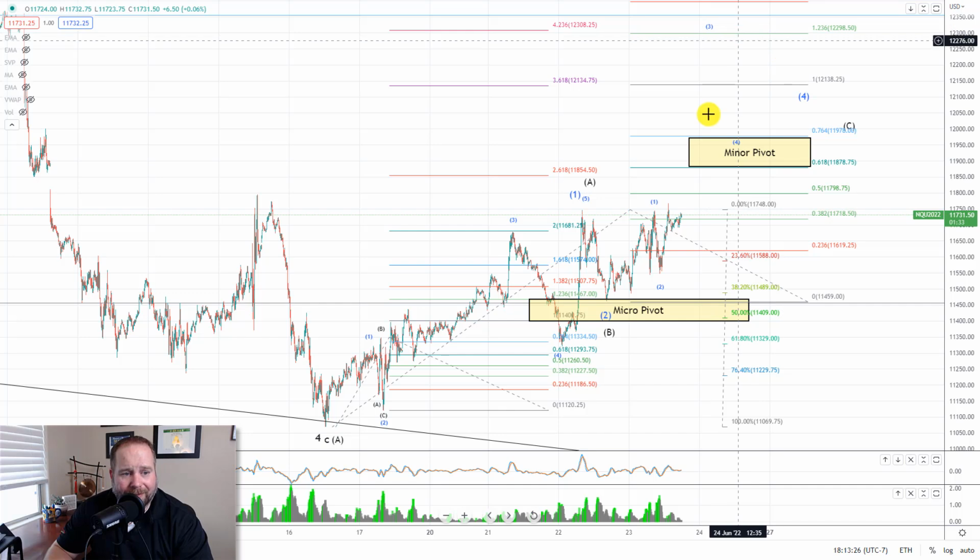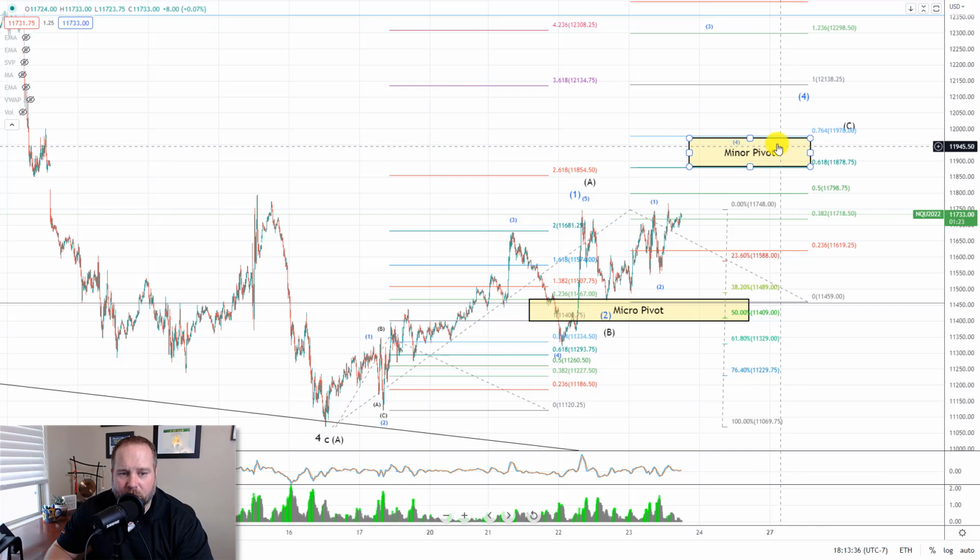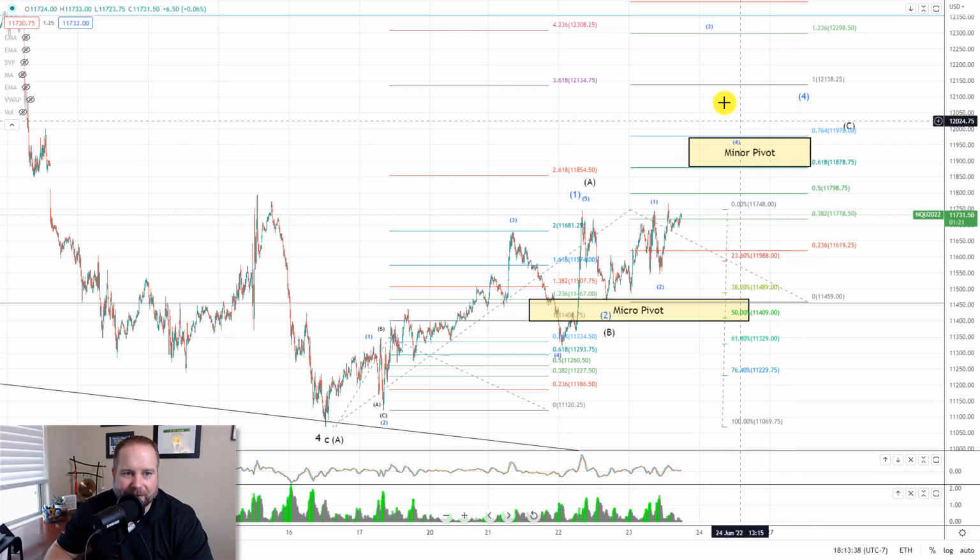So for this one, the C wave target would be the 1.0 at 12,138, and the wave 3 target would be the 1.236 at 12,298. And then we would look for a pullback to hold that pivot to give us confirmation that we are much more likely in this wave 3 than we are in this C wave here.